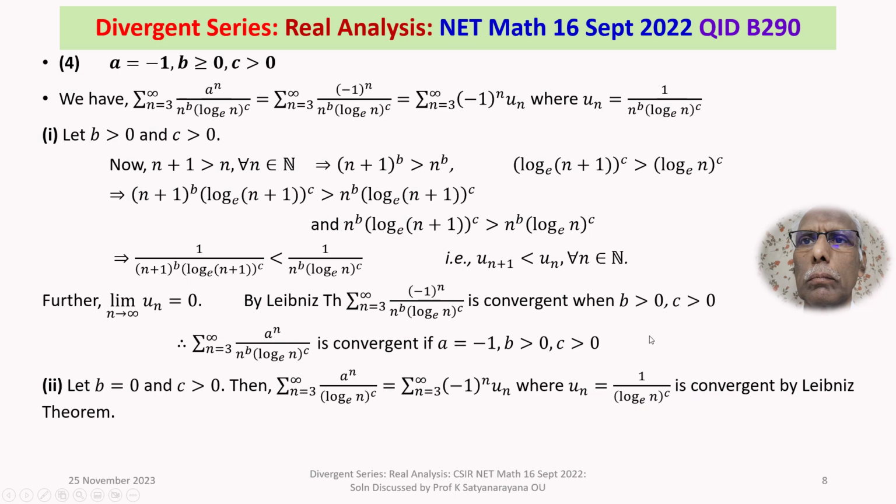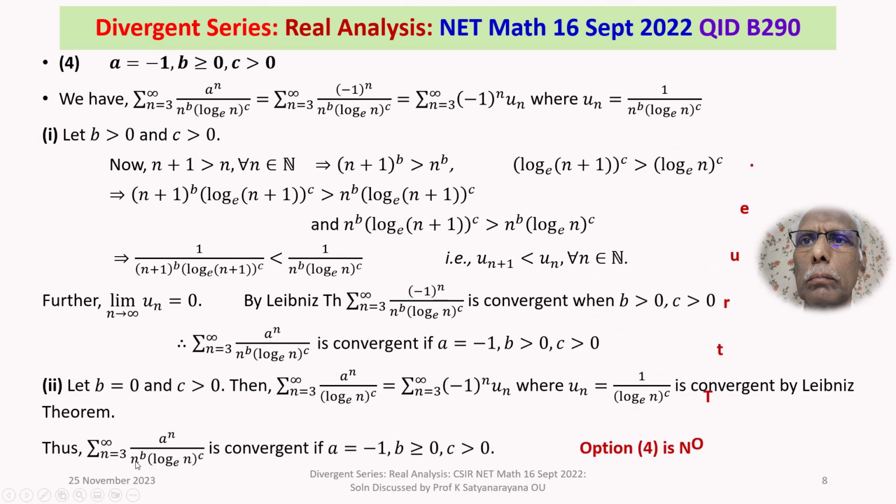You can utilize again the Leibniz theorem. So in all these cases, the series sum from n equals 3 to infinity of a^n / (n^b (log n to the base e)^c) is convergent if a equals -1, b greater than or equal to 0, c greater than 0. So we are looking for that series which is divergent. So option 4 is not true.